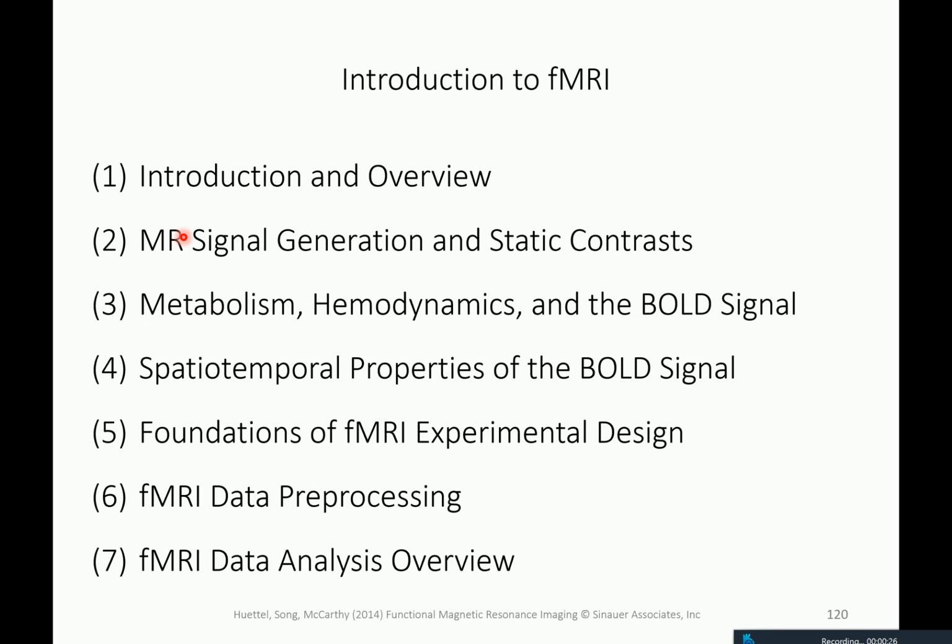So this is the overall outline of the whole fMRI introduction. We did the introduction and overview. We talked about MR signal generation and static contrast. Now we have finished with metabolism, hemodynamics, and the BOLD signal, and the next thing is to talk about the spatial and temporal properties of the BOLD signal, so that you get an idea about its spatial and temporal properties.